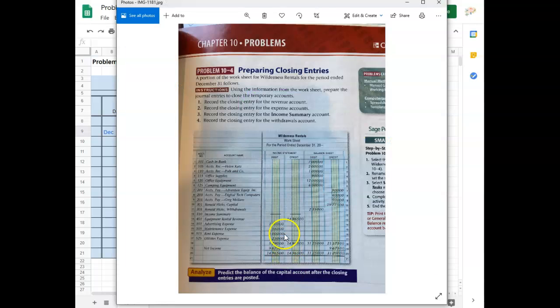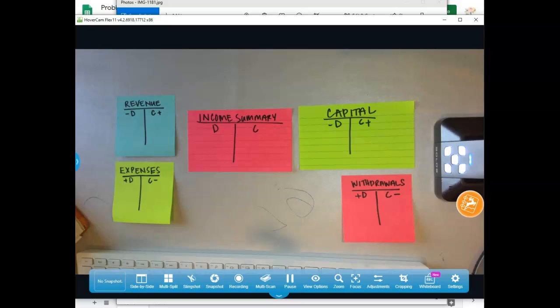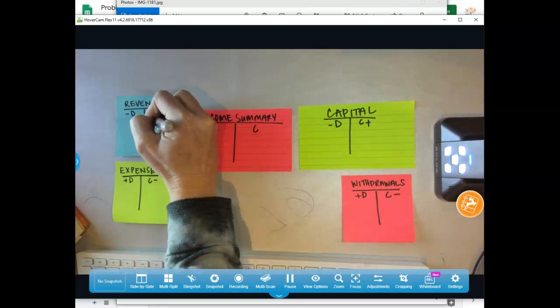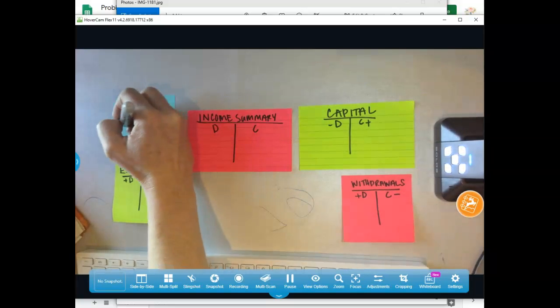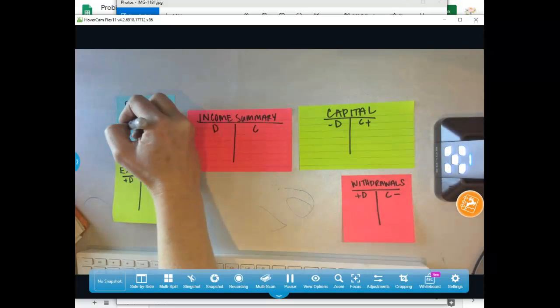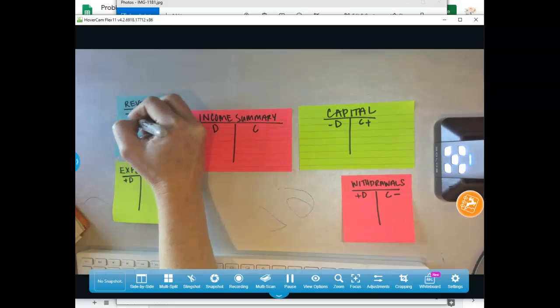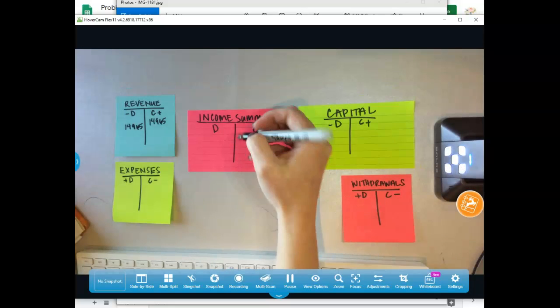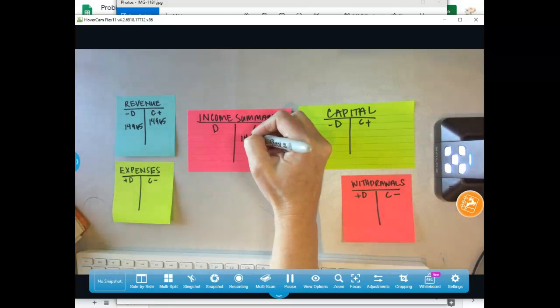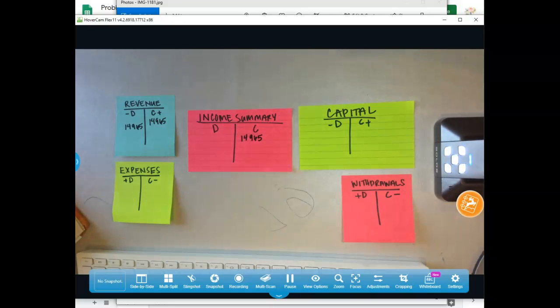So let's go ahead and look at our accounts here. It looks like we only have one revenue account for $14,965. So we have that $14,965 balance in our revenue account. We're going to debit revenue for that same amount. And since we are debiting revenue, we have to credit income summary because we always have to have a debit and a credit. So that's our first entry.